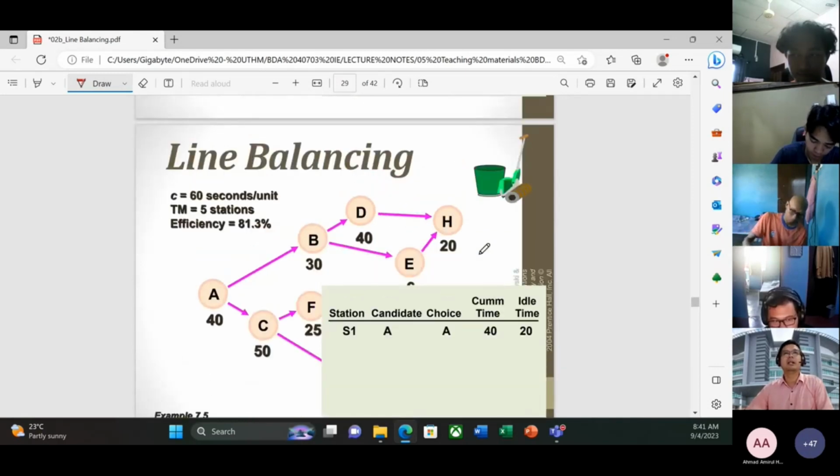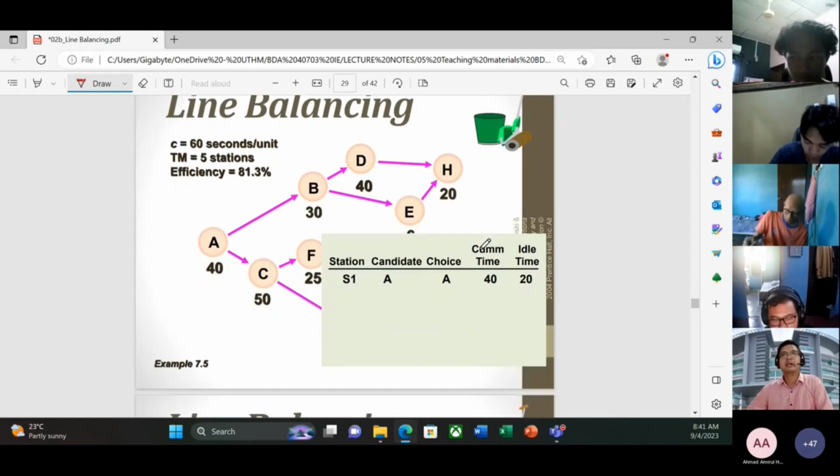Okay, the first one. Look at our precedence diagram first. So this is station 1. S1 is station 1. If we have any candidate here, look at our candidates. We're starting from A. So candidate A. Is there any choice between candidate C or B? No, because this is the first line. So the choice will be A.